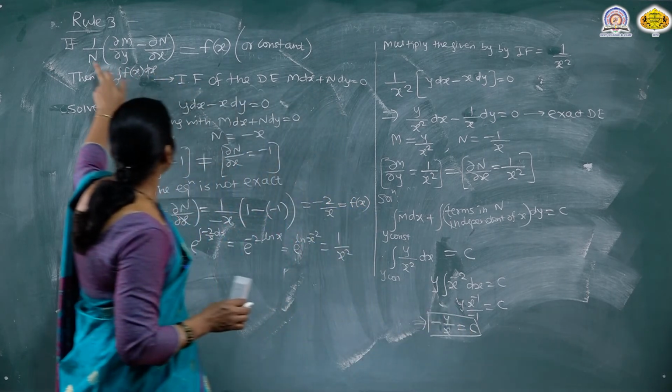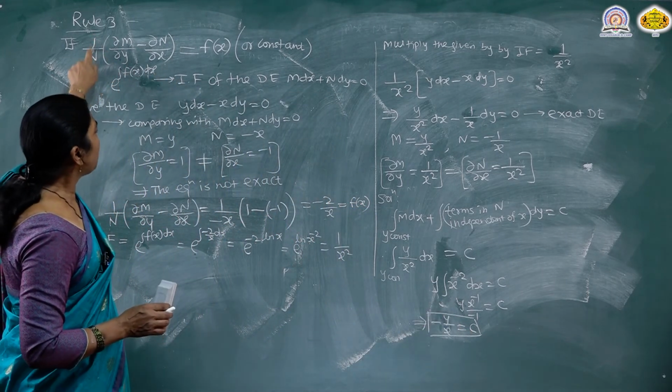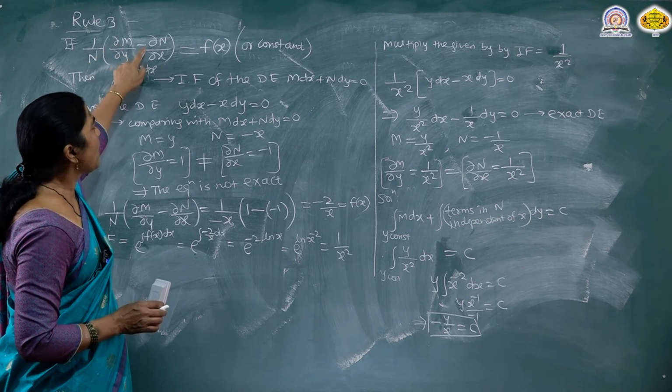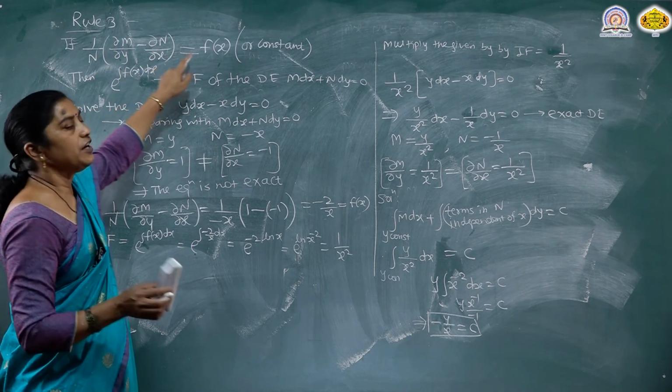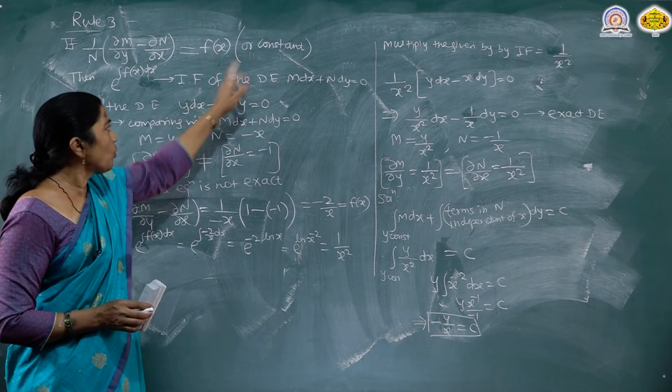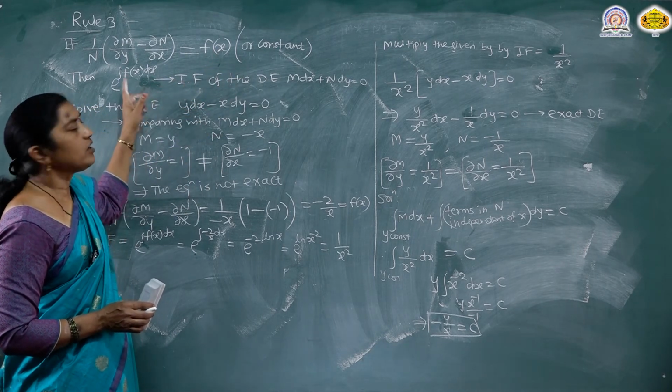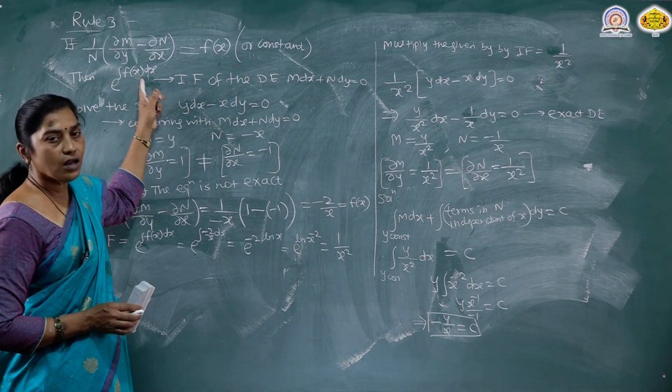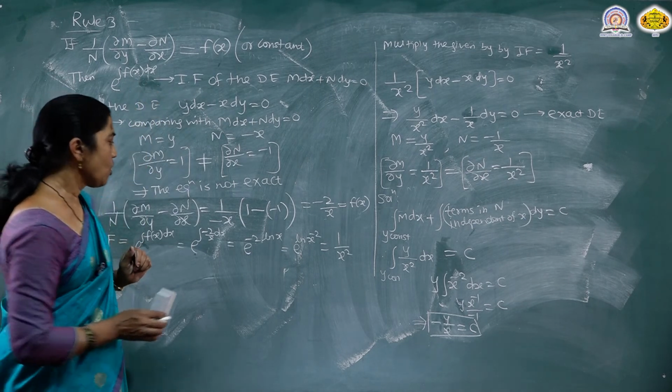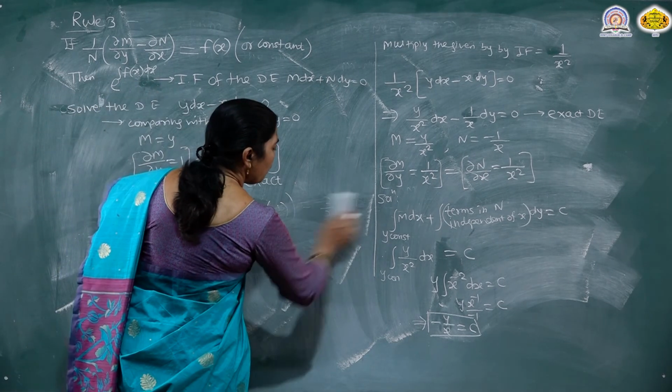So observe, we have studied the third rule. If 1 upon n into bracket ∂m/∂y minus ∂n/∂x is a function of x alone or constant, then the integrating factor is always e raised to integral f(x) dx. Now we will consider the fourth rule.